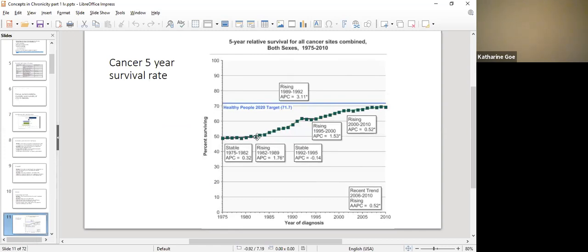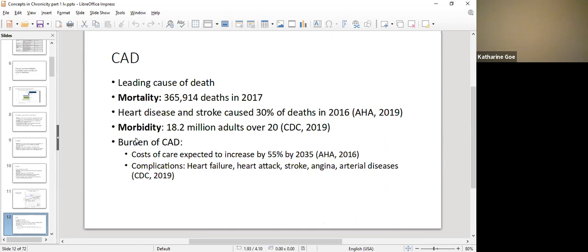So you can see that the 5-year survival rate is approaching the target set by Healthy People. So it is really improving with improvement in treatments. Coronary artery disease is the leading cause of death.